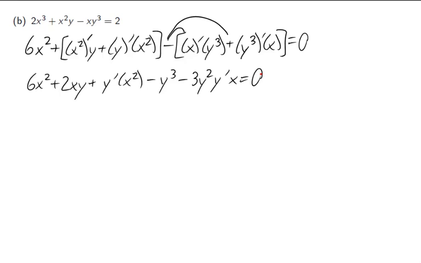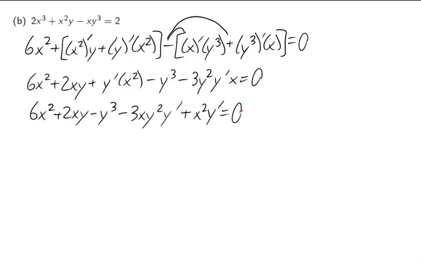There's a lot of terms, but it's not as hard as it looks. Let's just rewrite this to make it as clean as we can. I'll even rearrange it a little bit. 6x squared plus 2xy minus y cubed minus, I'm doing this term now, 3xy squared y prime, and then we've got a plus x squared y prime. Just take a moment to make sure that I did that correctly, that I just rearranged terms in a few variables.